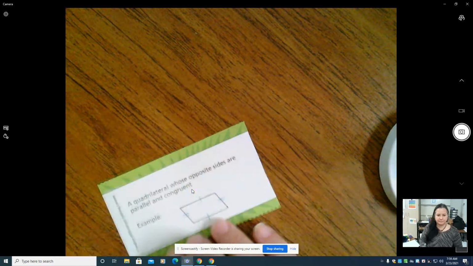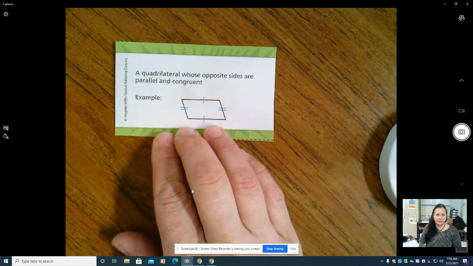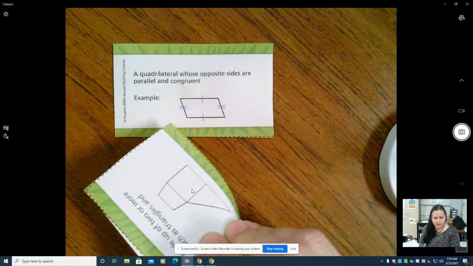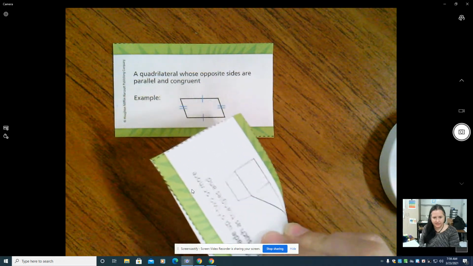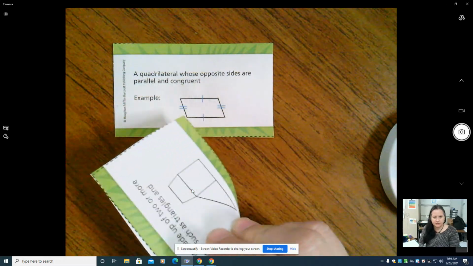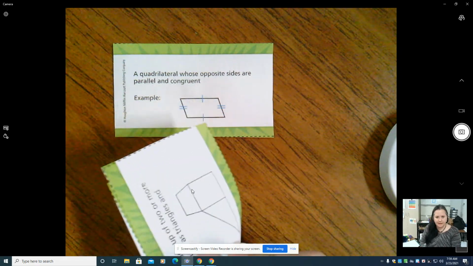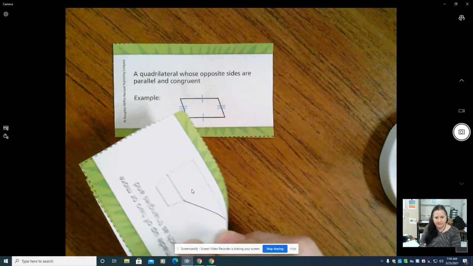Parallelogram. A parallelogram is a quadrilateral whose opposite sides are parallel and congruent. So this has two sets of parallel sides, two sets of congruent sides. This top and bottom are parallel and congruent. These sides are both parallel and congruent.